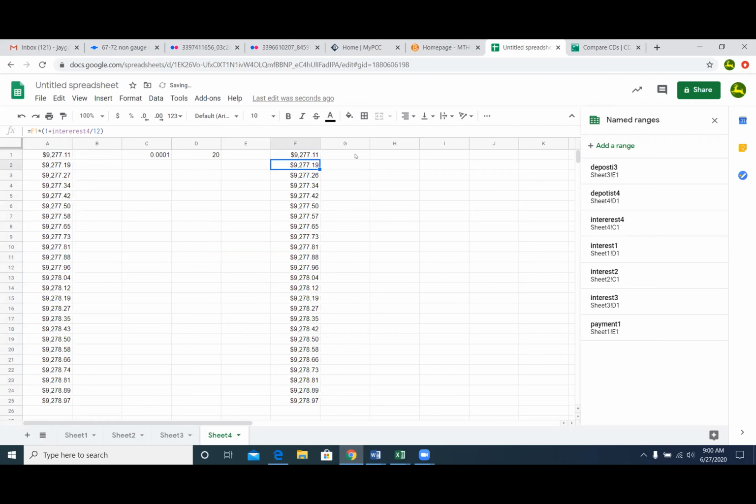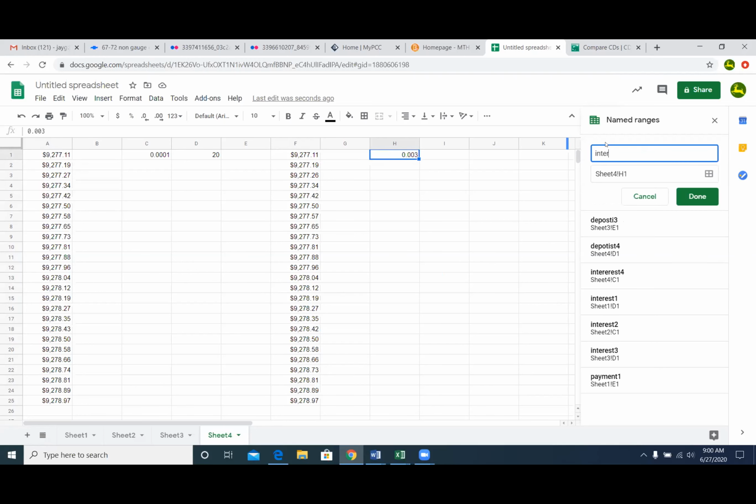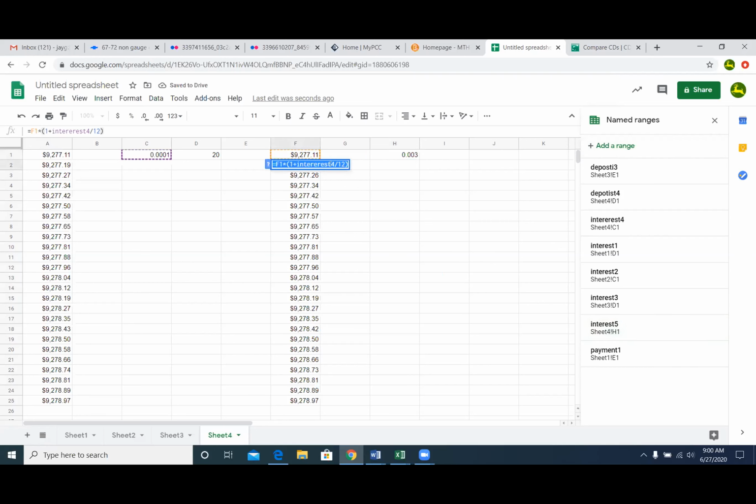Cool. And then this one here, I'm actually going to go over here and put in 0.3%. Okay. And I'm going to name this something. What am I going to name it? Interest 5 or something. Cool. And so then here, I'm just going to change this formula slightly.